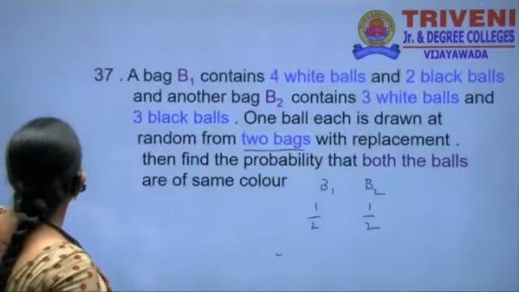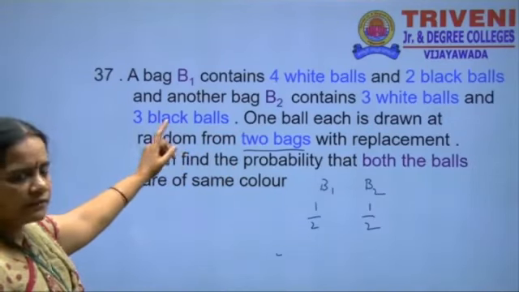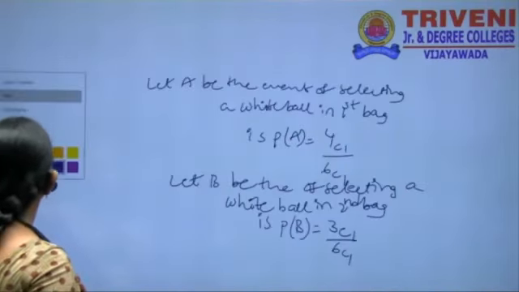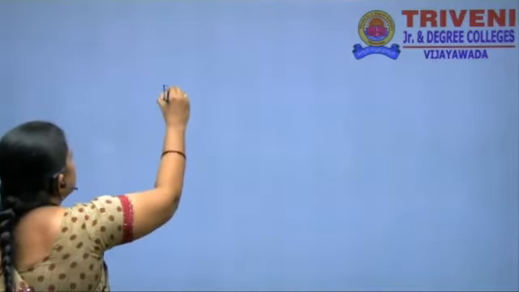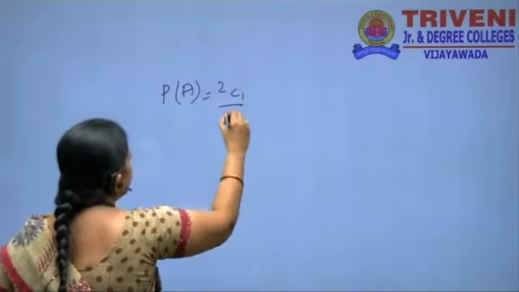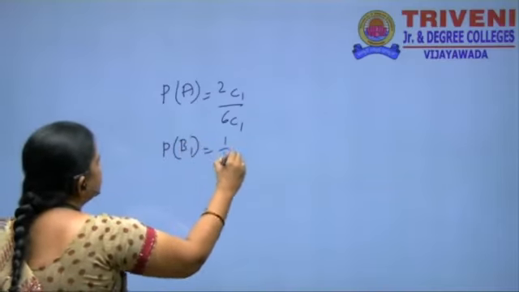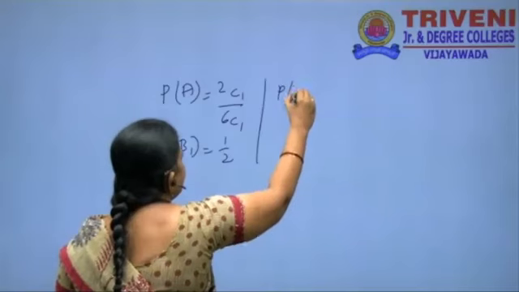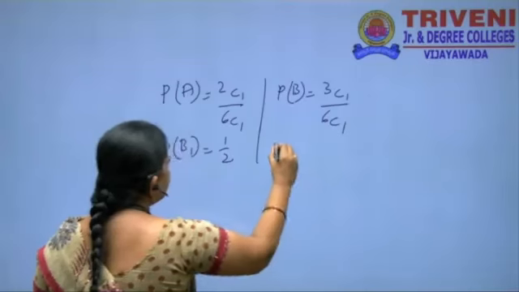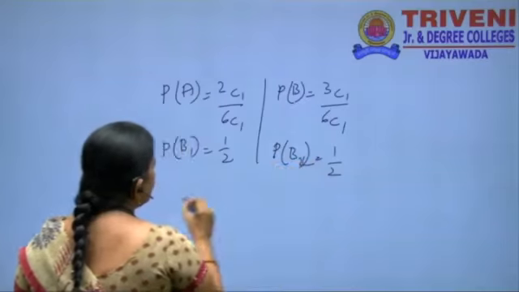In the problem, they have given black balls: the first bag has 2 black balls and the second bag has 3 black balls. Suppose we find the probability of a black ball. Let A be the event of selecting a black ball from the first bag, that is 2C1 by 6C1, and the chance of choosing the first bag is 1 by 2. And let B be the event of selecting a black ball in the second bag, 3C1 by 6C1, and P of B1 is equal to P of B2 is equal to 1 by 2.